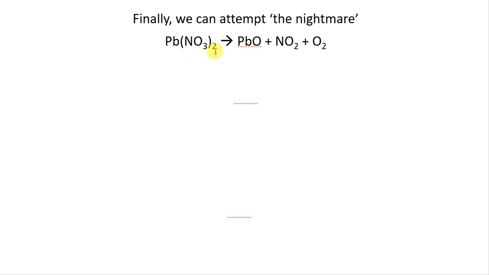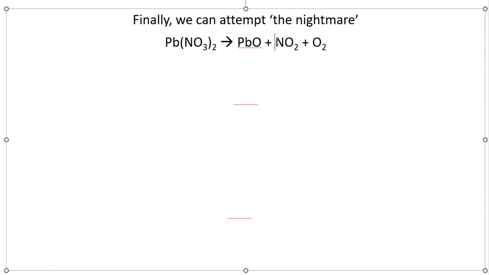Nitrogen, N. 2 NO3 groups, that's 2 Ns. I need 2 at the end. 2 NO2. Pb and N balance already.